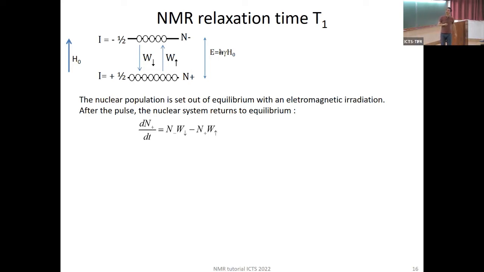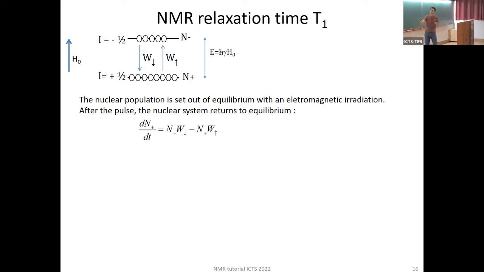So I put my system in an H0 field, and that's the equilibrium population. The circles are nuclei. N plus is the population of nuclei on the lowest level, and N minus on the highest level. They are separated by the Zeeman energy related to the Larmor frequency. I want to know how this population evolves, so the rate of change of the population N plus, for instance. Why does it change? It changes because some spins can go from the upper level down with a probability rate that I call W down, and also because some of the spins can be promoted to the upper level with a rate which I call W up.